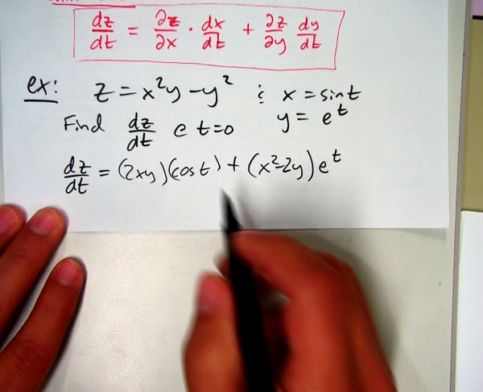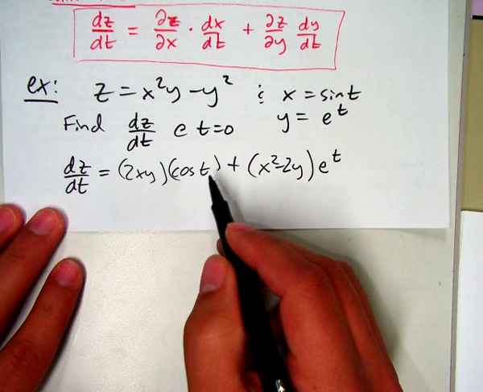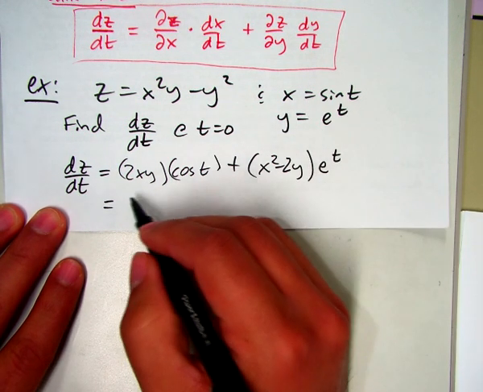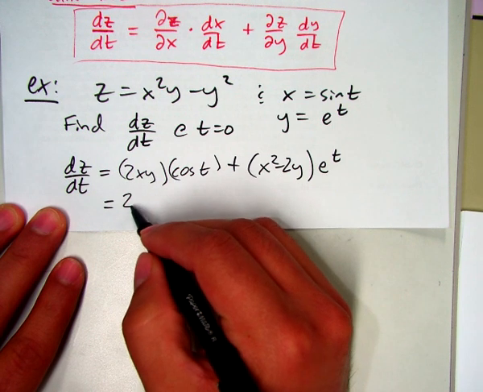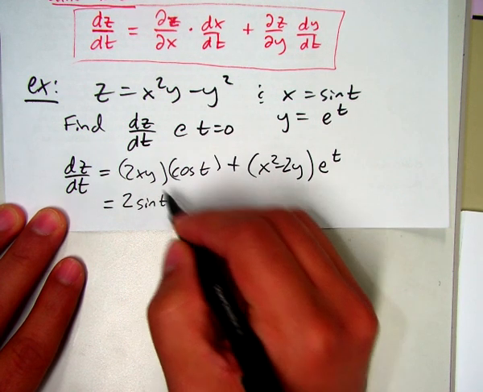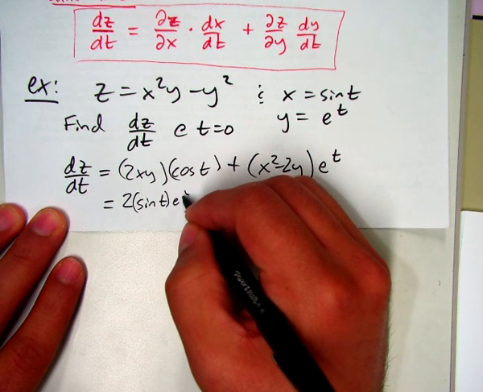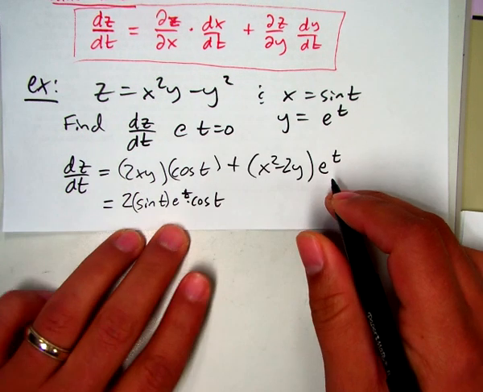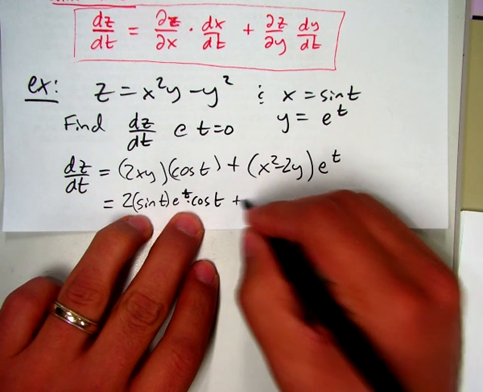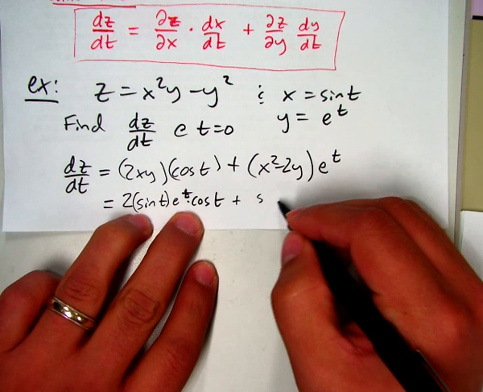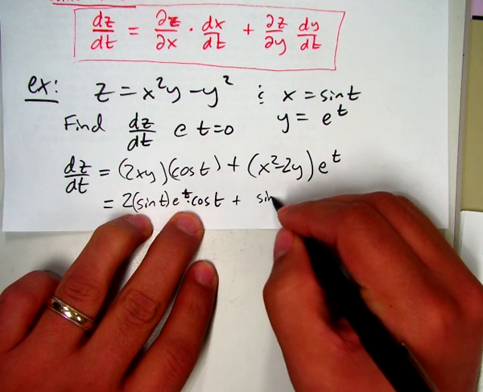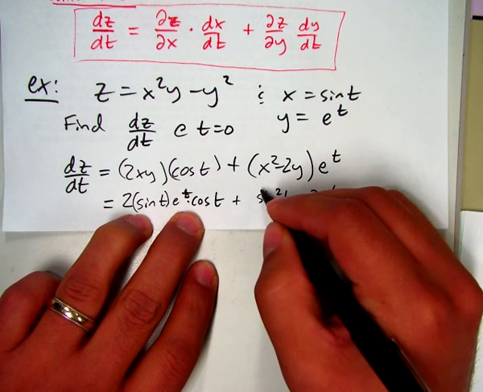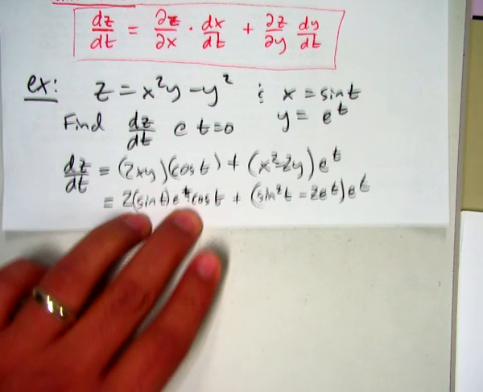Okay, but we want everything in terms of t, so now what we're going to do at this point, we use our definitions for x and y, so then instead of 2xy, it's 2 sine t e to the t times cosine t plus sine squared t minus 2 e to the t, bless you, e to the t.